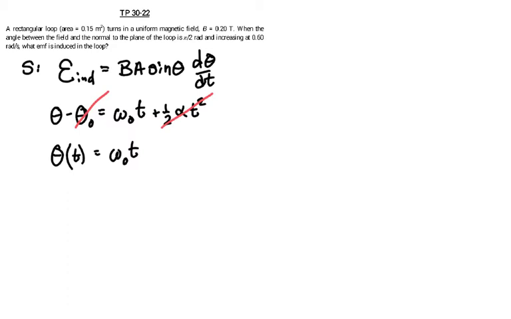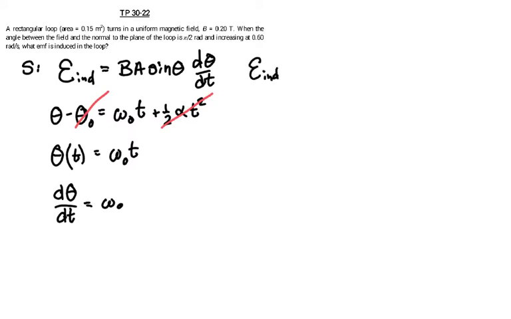Now, I want you all to pause the video, perform this derivative, and let's take a look at what you get. See you in a few seconds. Well, hopefully that didn't take you too long. Alright, so the first time derivative of our angle function is just our angular speed. So let's put that back into our beginning equation.